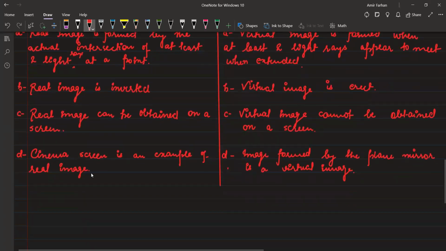Next, the cinema screen or projected screen is an example of a real image. Or you can say our eyes also basically form real images. Okay.